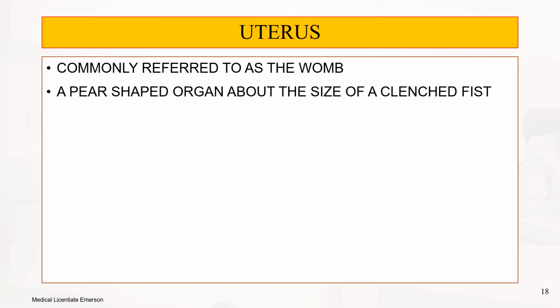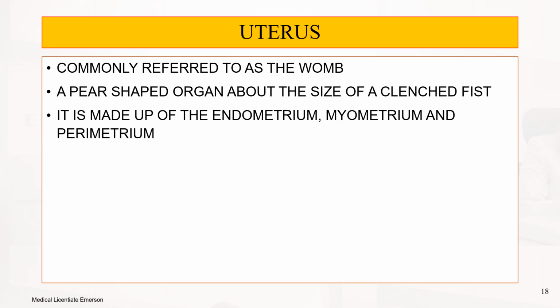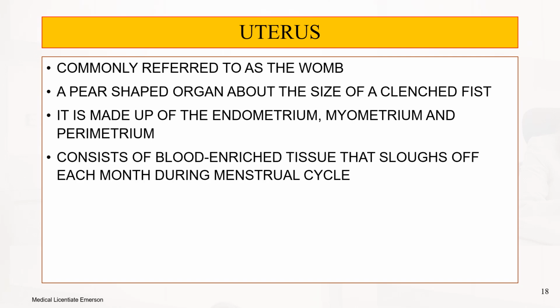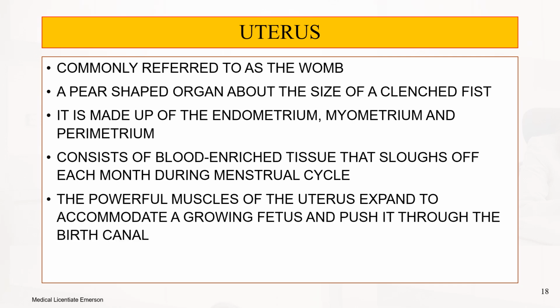Okay, let's continue to the uterus. The uterus is commonly referred to as the womb in layman's language. It is a pear-shaped organ about the size of a clenched fist, and it is made up of the endometrium, myometrium, and perimetrium. It consists of blood-enriched tissue that sloughs off each month during the menstrual cycle. The powerful muscles of the uterus expand to accommodate a growing fetus and push it through the birth canal. The uterine wall is about 1.5 centimeters.